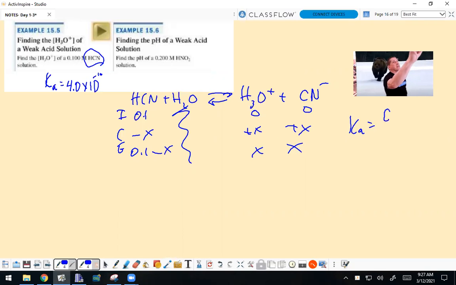Ka equals, get in the habit. I'm not even scared. I have a bear running behind me.